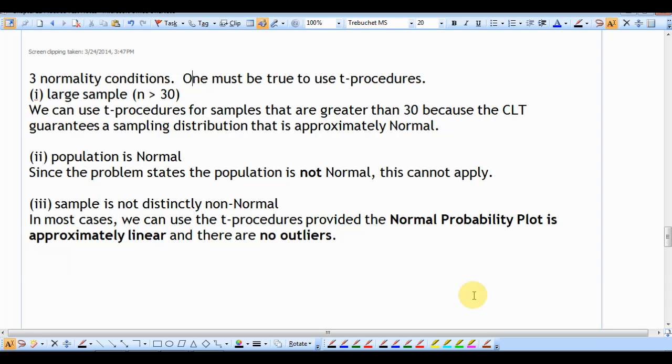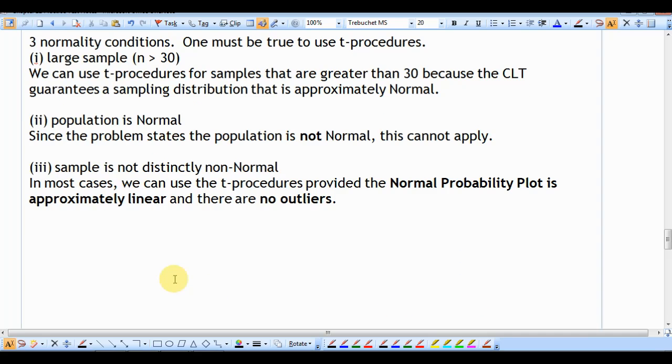Okay, does that make sense for 6? This is kind of a review of the normality conditions, basically. Conditions for T procedures are the same as conditions for normality. So let's look at 7.